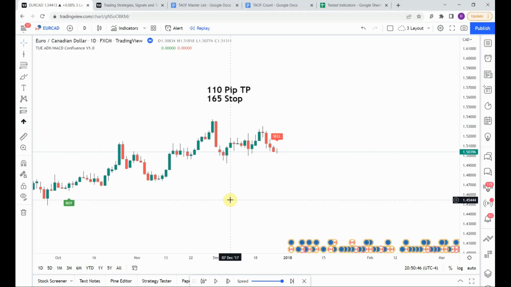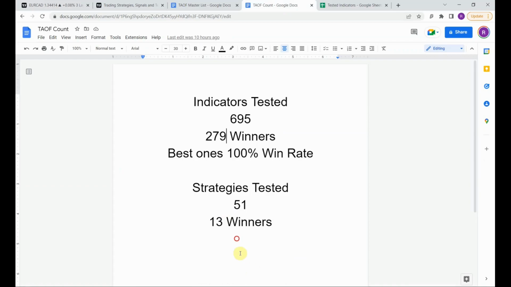Alright, as I said, today we will be testing the TUE ADX MACD Confluence. Before we do though, I wanted to put the testing scoreboard up for everyone to see. So to date, we have tested a total of 51 different strategies, with 13 of them being profitable. We've also tested a total of 695 indicators, with 279 of them being winners. The best ones so far were able to achieve a 100% win rate.